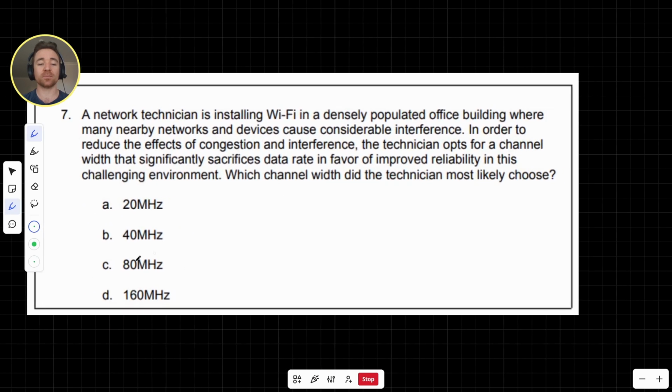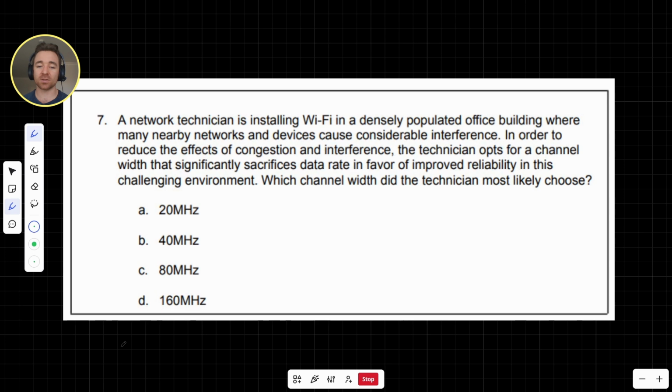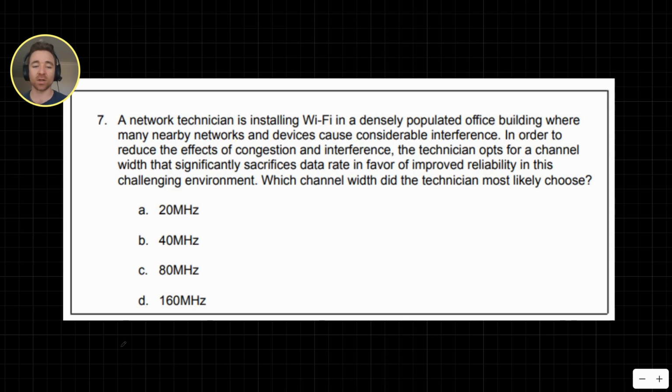Next question reads, a network technician is installing Wi-Fi in a densely populated office building where many nearby networks and devices cause considerable interference. In order to reduce the effects of congestion and interference, the technician opts for a channel width that significantly sacrifices data rate in favor of improved reliability in this challenging environment. Which channel width did the technician most likely choose? A. 20 megahertz, B. 40 megahertz, C. 80 megahertz, or D. 160 megahertz. Pause the video if you need more time. I'm going to move on to the answer.